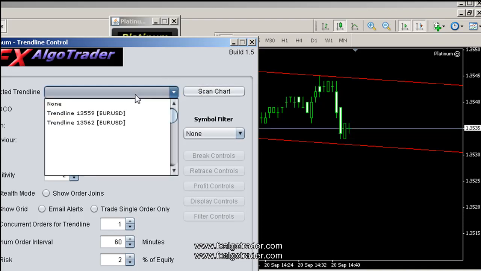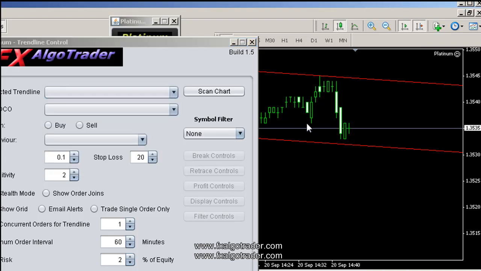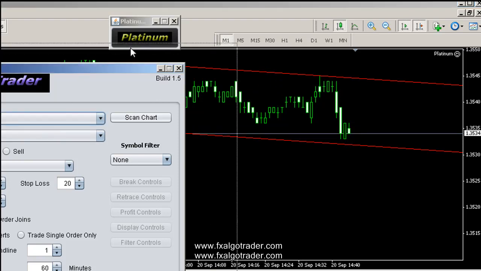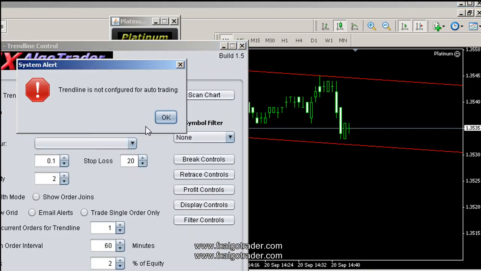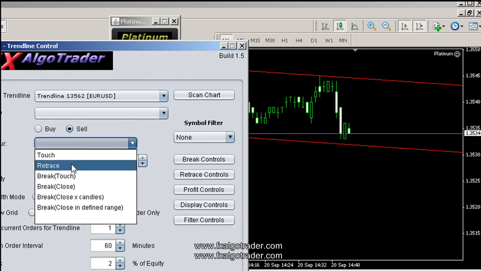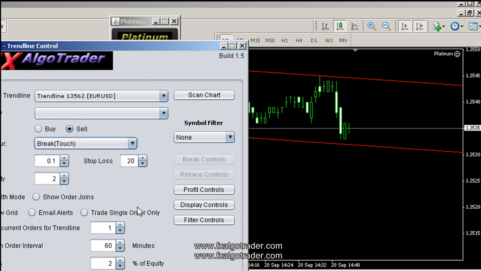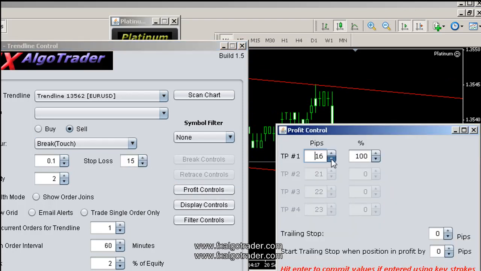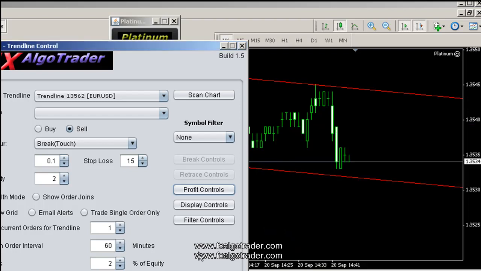Scan the chart. There's 2 trend lines. Just go back and remind ourselves which ones are which. Trendline 13562 is our resistance level. So we want this to be a sell, break, touch. Show grid. 15 pips stop loss. 15 pip take profit.